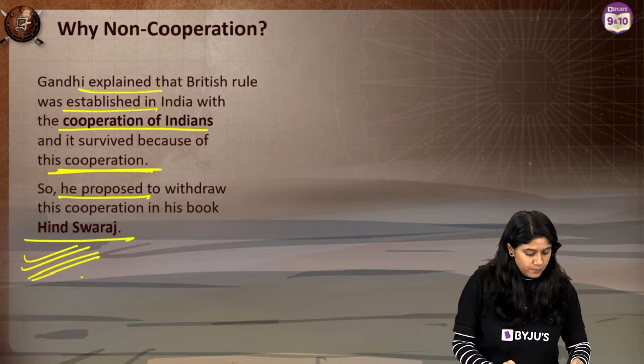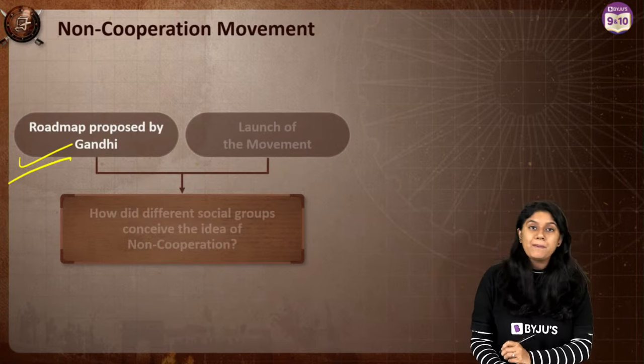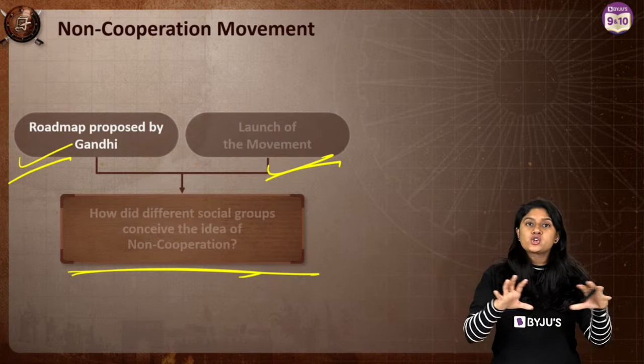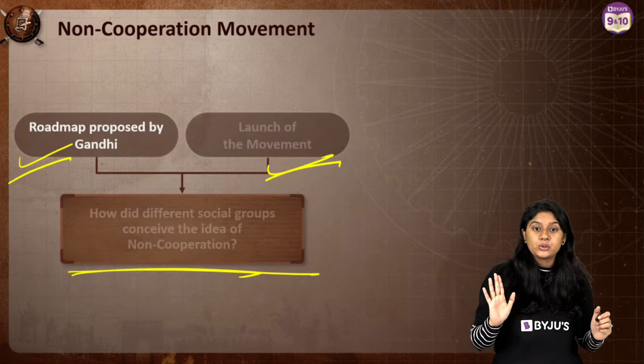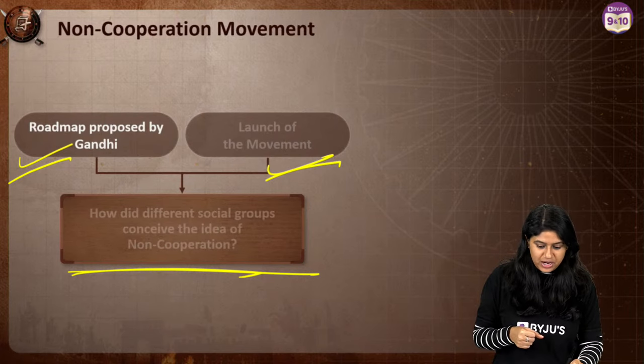Now, what we saw, we'll be discussing in two different parts. We'll discuss the roadmap proposed by Gandhiji, the launch of the movement, and how the different social groups reacted to it. Okay, chali everyone. Here we go.